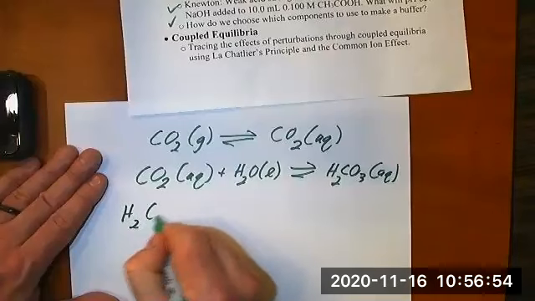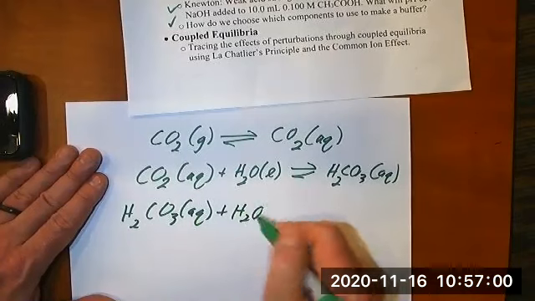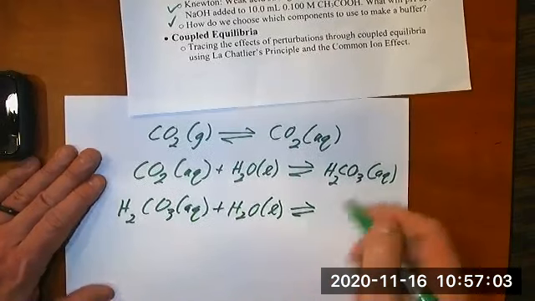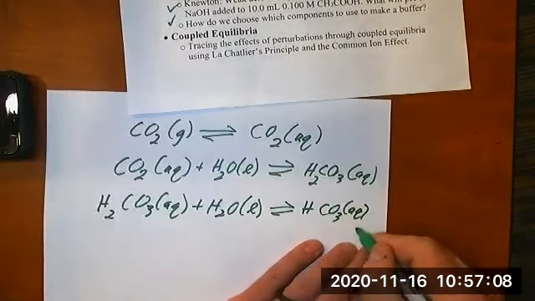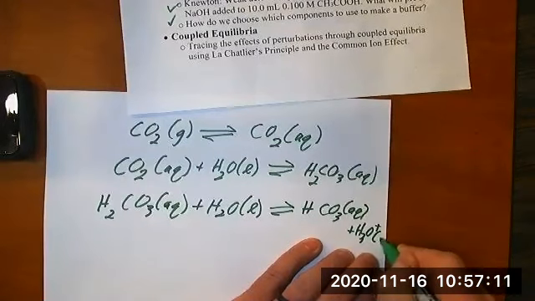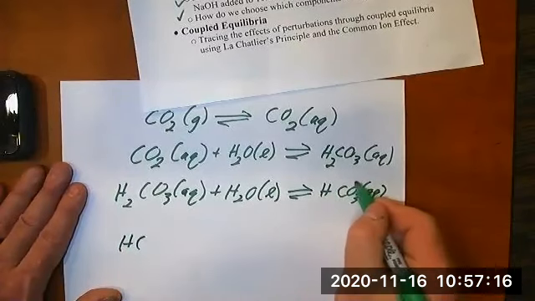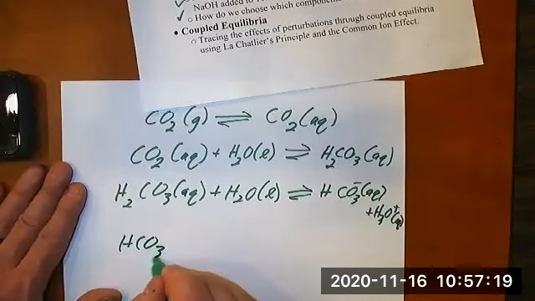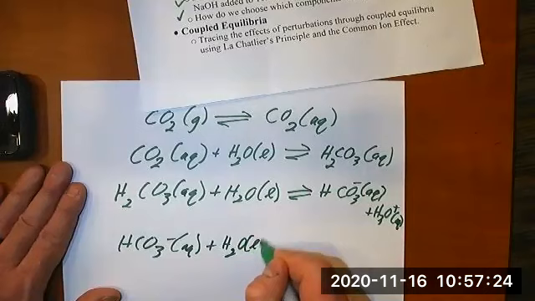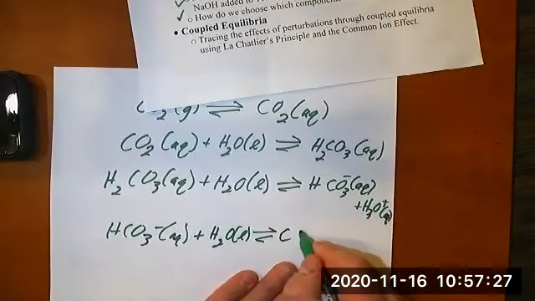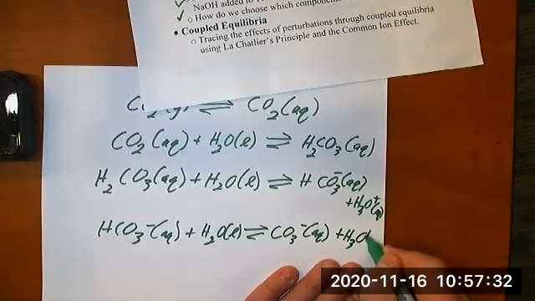Carbonic acid can perform its standard acid reaction, so that we have HCO3 minus, bicarbonate, aqueous, plus H3O plus aqueous. And this should be a minus. HCO3 minus aqueous can do its standard acid reaction, equilibrium with the carbonate ion, CO3 2 minus aqueous plus H3O plus aqueous.